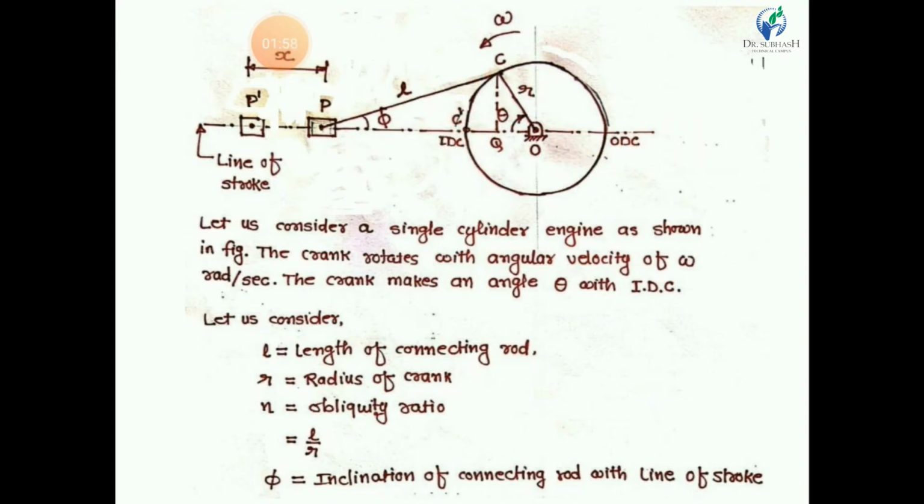So let us consider some other notation. L is the length of the connecting rod. Small r is the radius of the crank. Small n is the obliquity ratio, which can also be written as L by r. And phi is the inclination of the connecting rod with the line of stroke. So this is phi, the inclination of the connecting rod with the line of stroke.